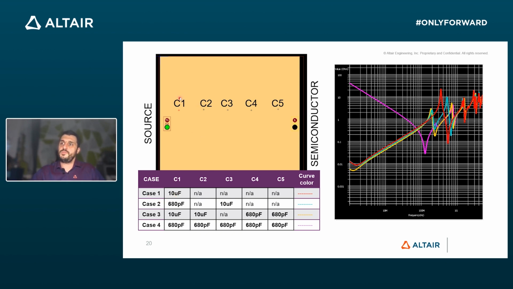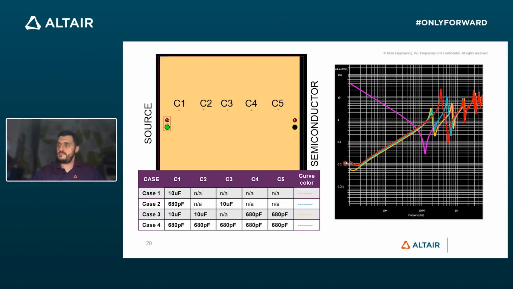In the other case, I put a small capacitor near the source and a big capacitor closer to the sink. Then there are more capacitors at the beginning, more big capacitors and more small capacitors. And in the last case, I tried to put this 680 picofarad, very small capacitor, everywhere.